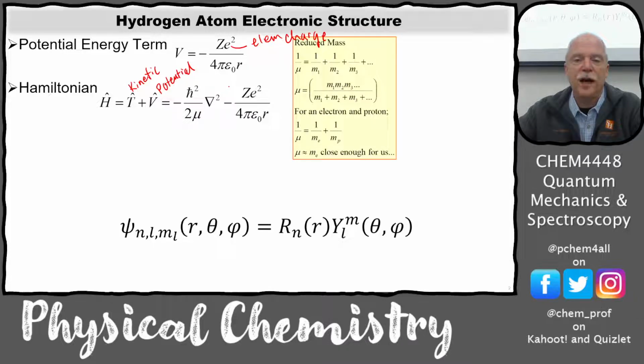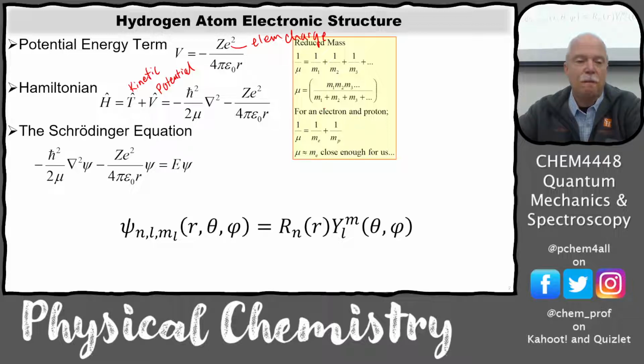Now for the reduced mass, for a nucleus, it's pretty simple. We have the mass of the proton, the mass of the electron. The proton is 1,000 times heavier than the electron, and so it's essentially the mass of the electron. That's close enough for us. And so this is the Schrodinger equation. Notice it's got a little bit of extra piece. It's got this potential energy piece.